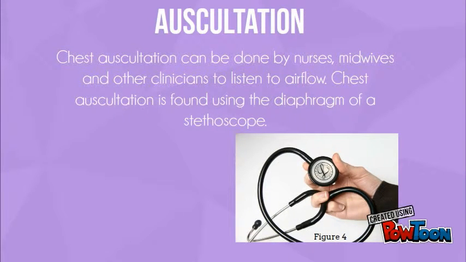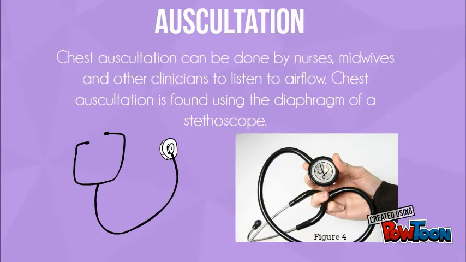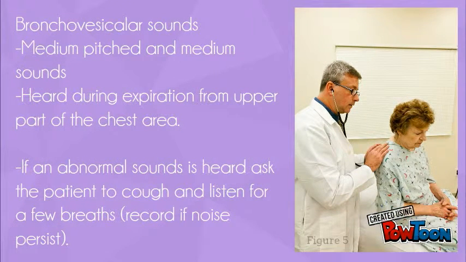Auscultation. Chest auscultation can be done by nurses, midwives, and other clinicians to listen to airflow. It is done using the diaphragm of a stethoscope. Normal sounds include vesicular sounds. These are low-pitched, soft sounds heard during expiration over most parts of the lungs. Bronchial sounds are high-pitched and longer sounds heard over the trachea. Bronchovesicular sounds are medium-pitched sounds heard during expiration. These can be heard from the upper part of the chest area.